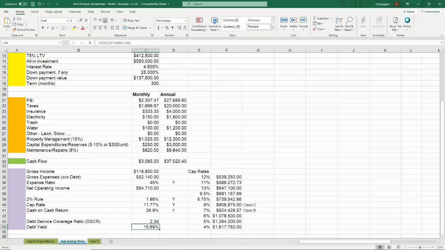Moving on to our last key indicator, debt yield. Debt yield is a key indicator referenced by banks, and it shows the ratio of net operating income to the loan amount that the bank is giving you. So if the acquisition or the purchase price is $550,000 and the loan to value is 75%, then that leaves $412,500 as the loan amount. And that is what this ratio is in comparison to. The net operating income divided by the loan that the bank is extending to you.